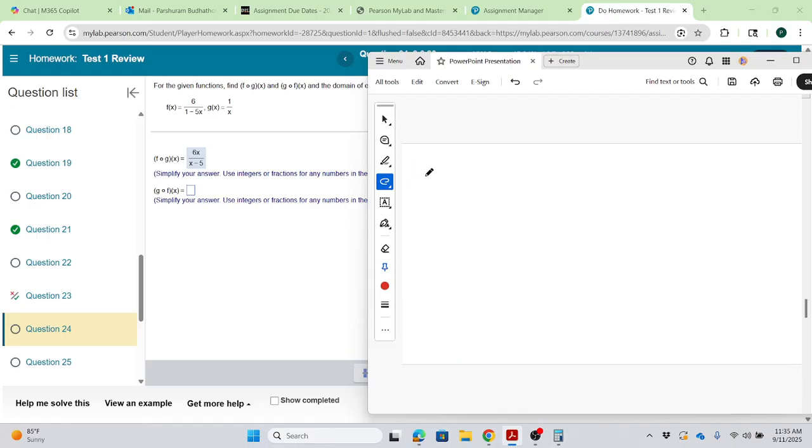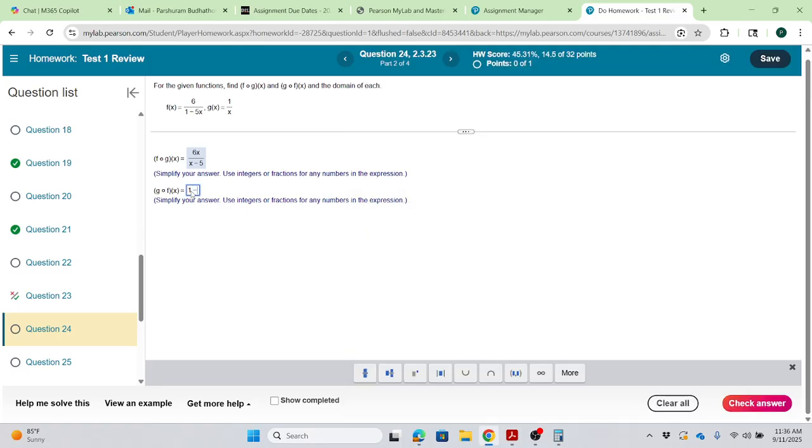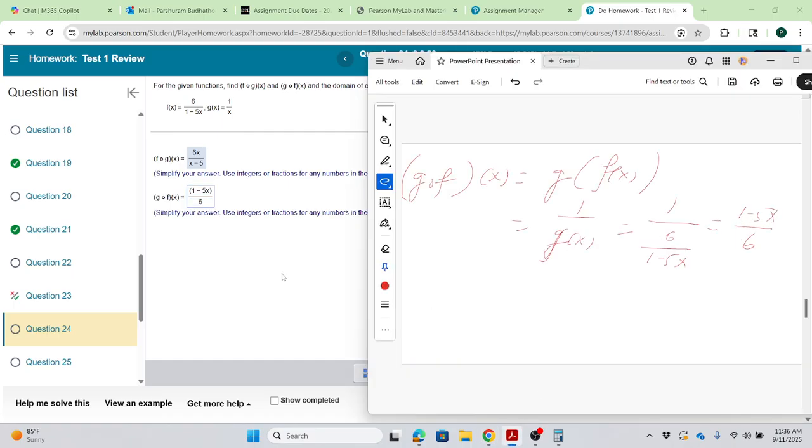So they are asking you to find g composite f of x, which is finding the value of g at f of x. So go to the g of x, replace x by f of x. In this case, f of x is 6 over 1 minus 5x. Flip it, that's the way we divide. So it would be 1 minus 5x over 6. So the answer for this one is 1 minus 5x over 6. Let me just double check. 1 minus 5x over 6.